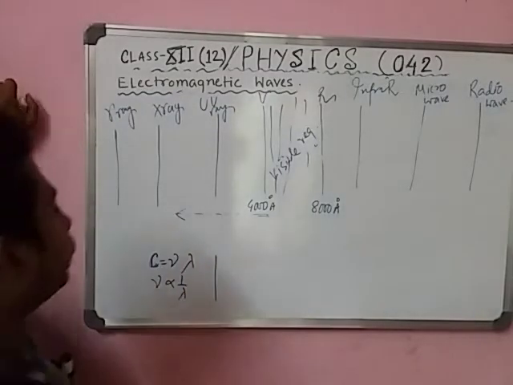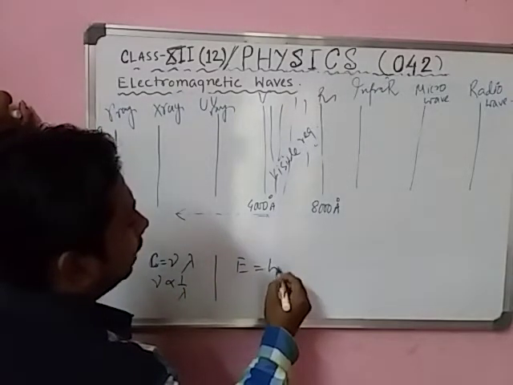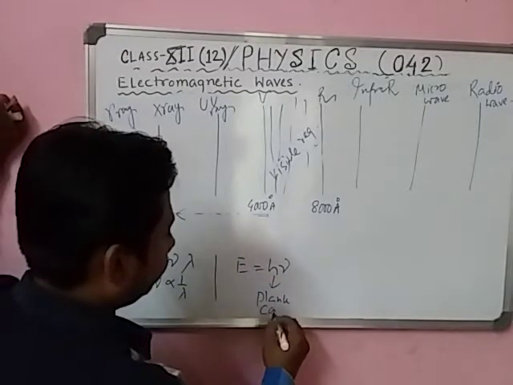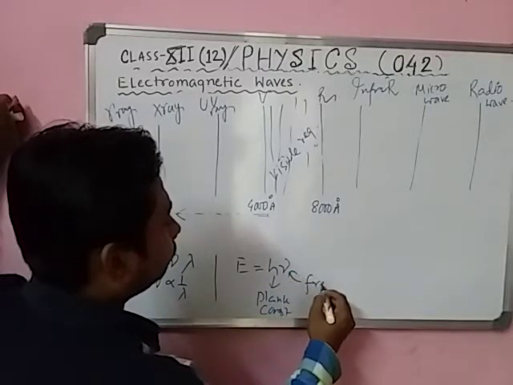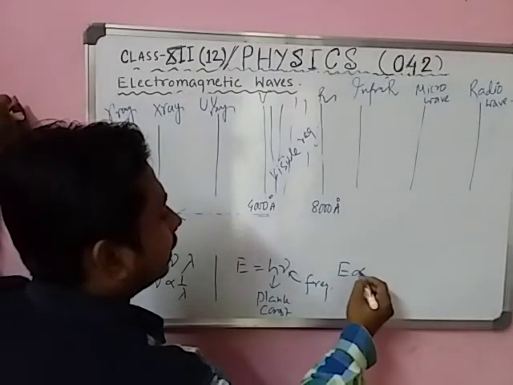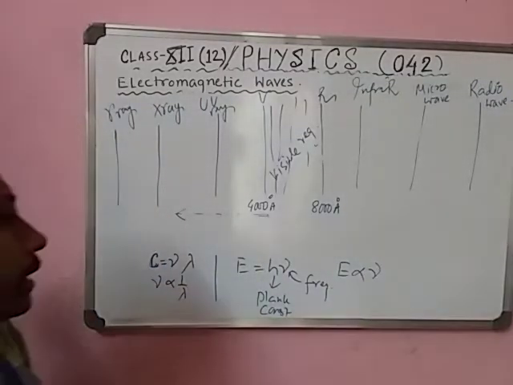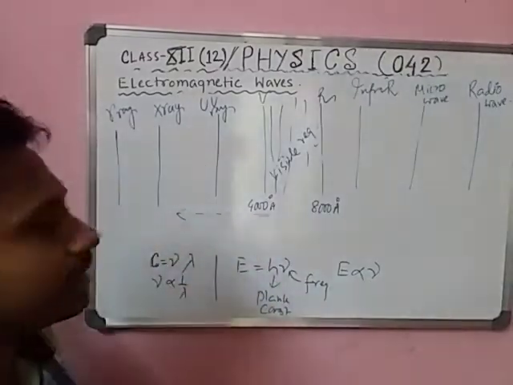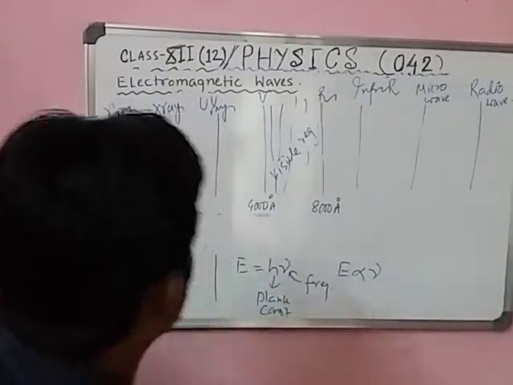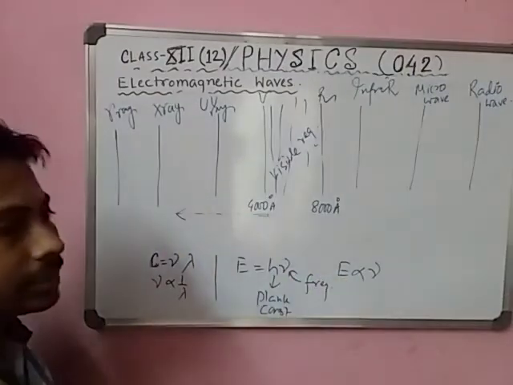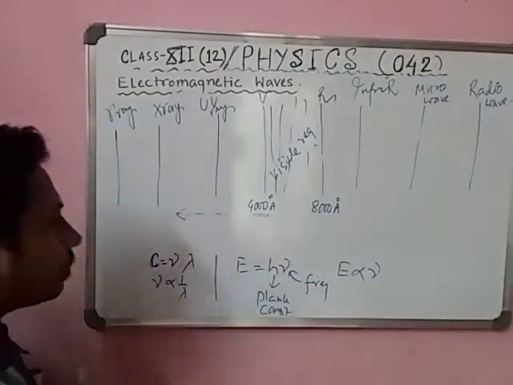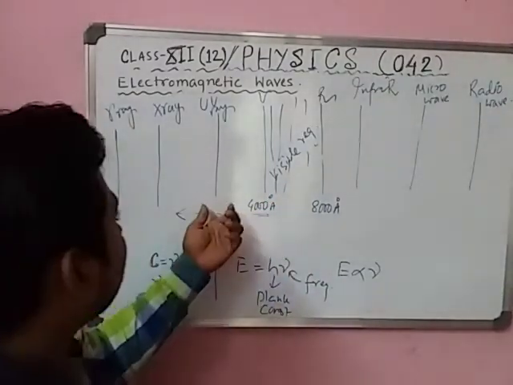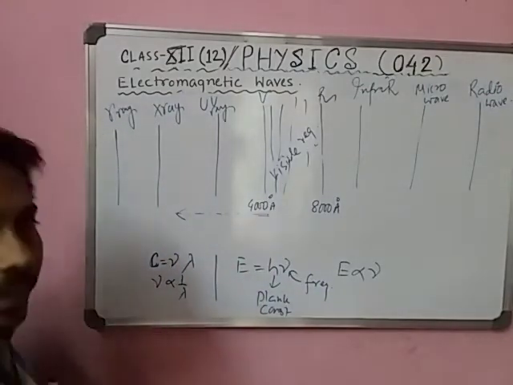Another relation, students: energy E is equal to h into nu. h is the Planck constant and nu is frequency. Since Planck constant is a constant, energy is directly proportional to frequency. If frequency increases, energy increases. If energy increases, it has more penetrating power. So from violet, if you go to ultraviolet, it has more penetrating power. It can penetrate your skin.